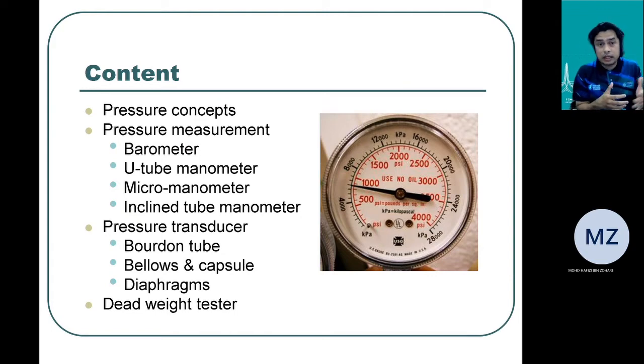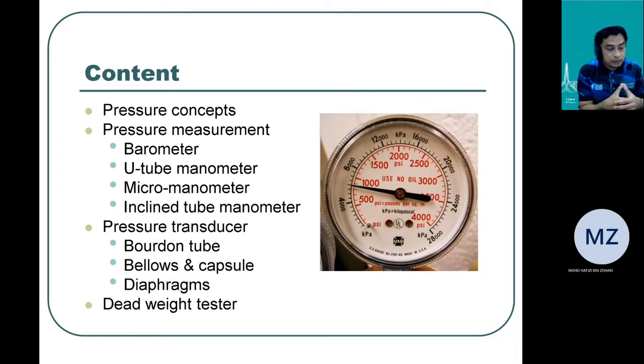As with the methodology that I have used in the previous lectures, I'm going to explain the concept of measurement, and then we're going to move to the mechanism of how the sensor works, and then we will discuss the sensors itself. So for this topic, you can see the content for the lecture today.